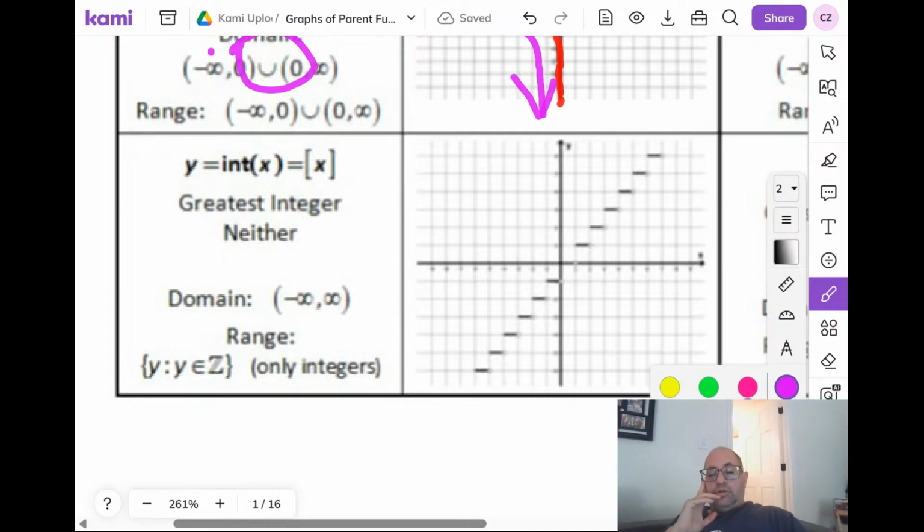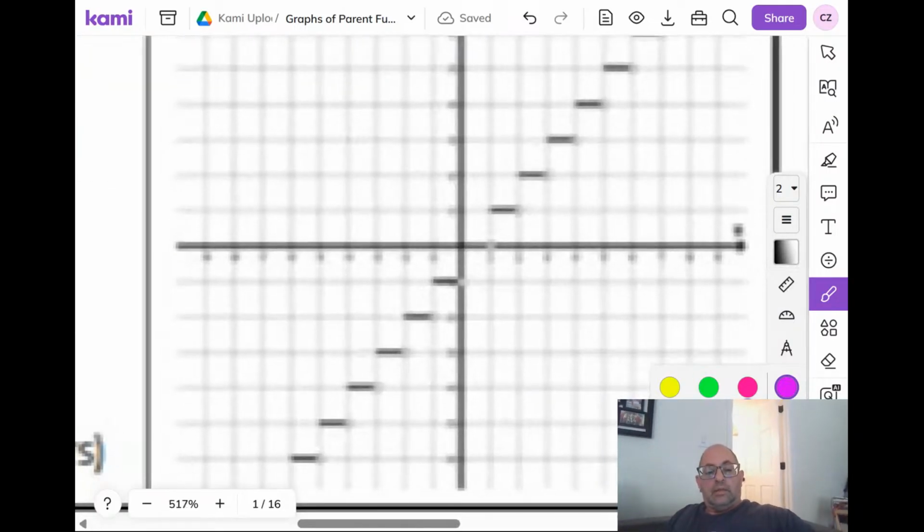So the greatest integer function is one of your infamous step functions where they ask you, what is the greatest integer inside that number? So what's the greatest integer between 1 and 2? It is 1. And when you get to 2, it jumps up. So let's clarify this. What's the biggest integer between 1 and 2? It is 1, and then when you get to 2, there's an open circle there.